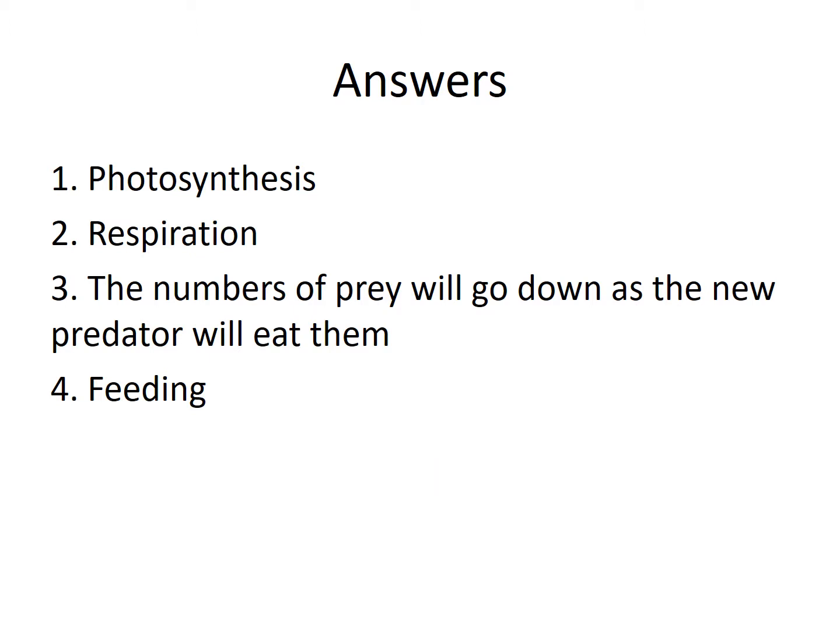So, answers for the first four questions. Photosynthesis is the first one, which process can remove carbon dioxide from the atmosphere. Respiration adds carbon dioxide to the atmosphere from animals. The numbers of prey, the things that they eat, will go down because the new predator would eat them. And how do we get organic compounds with carbon in them from one animal to another? Well, they're eaten. They feed on each other, don't they, to move it up.